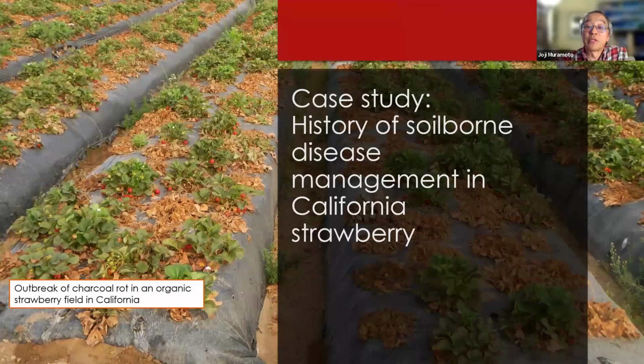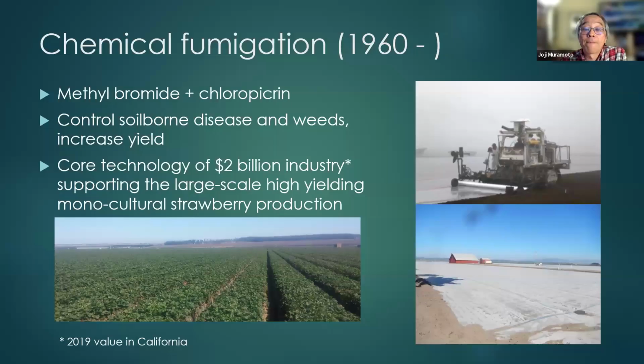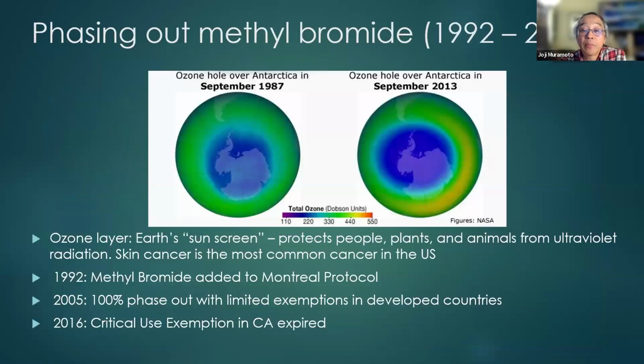So let's talk about the history of soil-borne disease management in California strawberries. Chemical fumigation using methyl bromide mixed with chloropicrin had been the main tool for controlling soil-borne diseases and weeds in California strawberries since the 1960s. It worked extremely well, allowing growers to plant strawberries back-to-back in large-scale monoculture production systems, and was a core technology for the $2 billion industry. However, methyl bromide turned out to be an ozone layer depleter. As you know, the ozone layer plays an important role in protecting us from UV radiation and resulting skin cancer, which is the most common cancer in the United States, more than all other cancers combined.